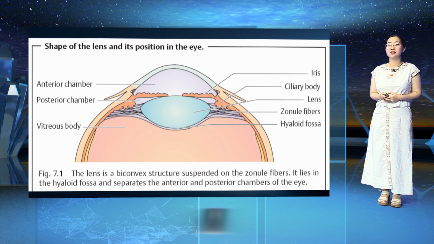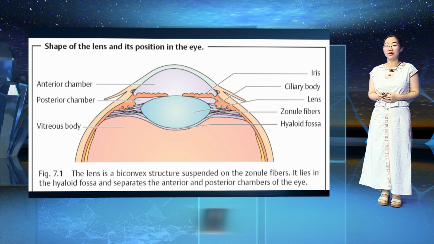The lens is positioned just posterior to the iris and is supported by zonular fibers arising from the ciliary body. These fibers insert onto the equatorial region of the lens capsule.